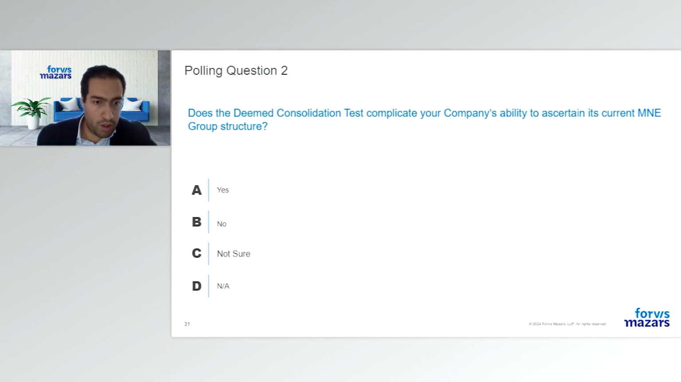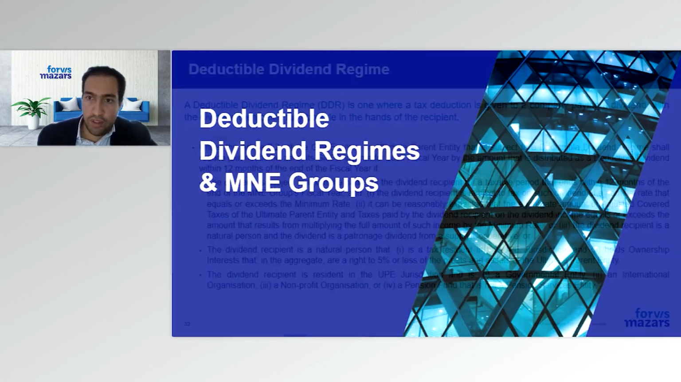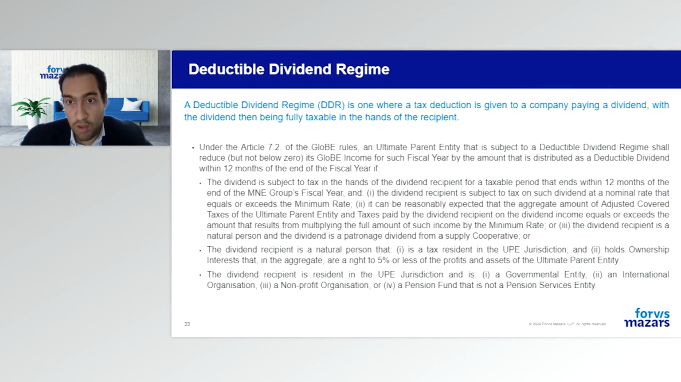Shall we move forward to the next slide, just to give you an overview of a very dedicated regime that could apply, what we call the deductible dividend regime. It applies to some cooperative structures, and this is the case for several jurisdictions in practice. There's Article 7.2 of the model rules that tackles those situations where the ultimate parent entity is subject to a deductible dividend regime.